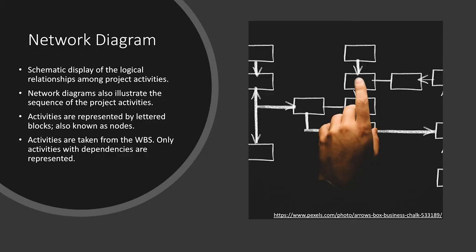One of the most used methods of organizing activities by sequence is a network diagram, sometimes referred to as a PERT chart. This diagram is a schematic display of the logical relationships among project activities. In these diagrams, activities are represented by lettered blocks referred to as nodes for this purpose. The activities added to the network diagram have been taken from the WBS or work breakdown structure and have been identified as having dependencies.